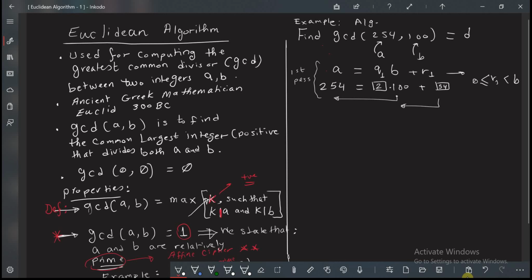So how is it going to look in the second pass? It's going to look like this. The equation is going to look like, so we have 100.